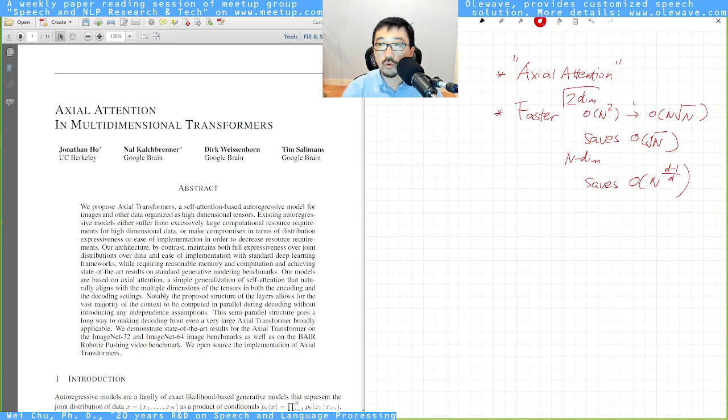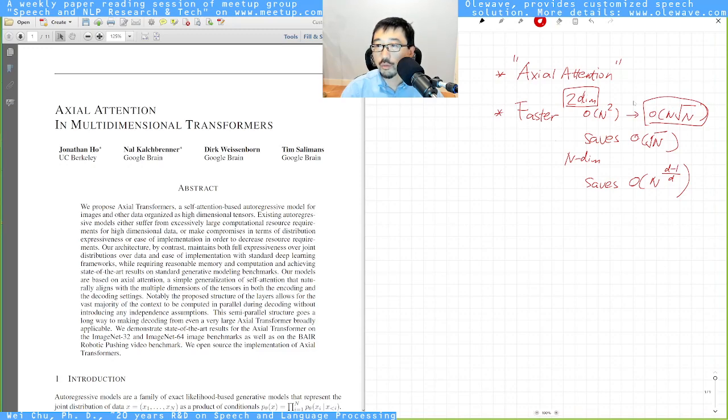Take the two-dimensional image input example. Suppose the size of the image is n. Originally, in each transformer's block, the computational cost is O(n) squared, but in their method, they can reduce it to O(n) square root of n.